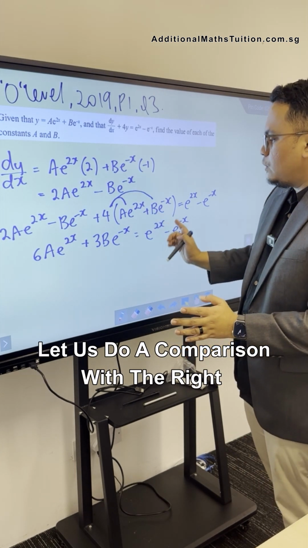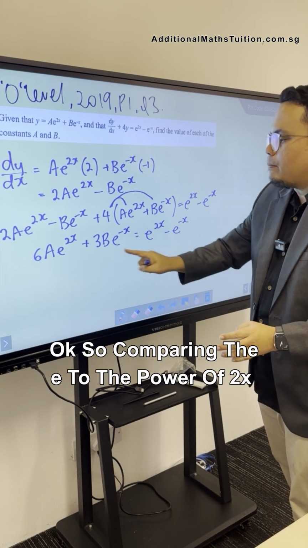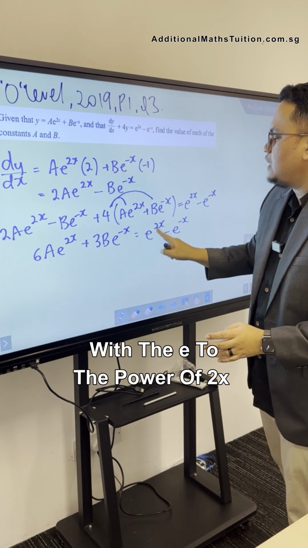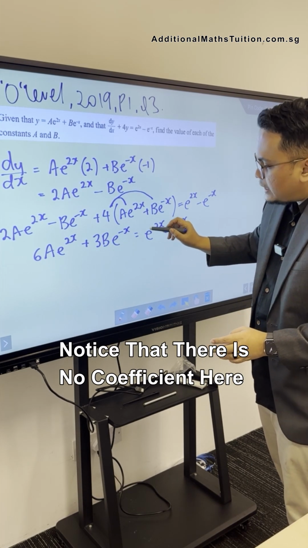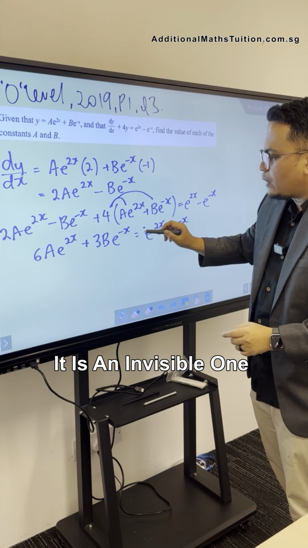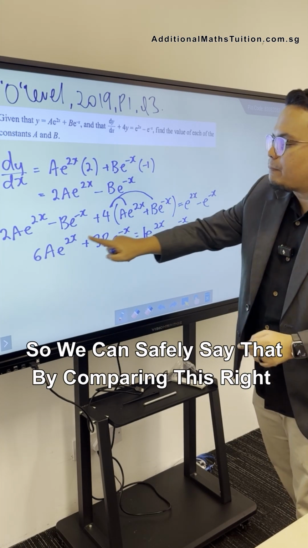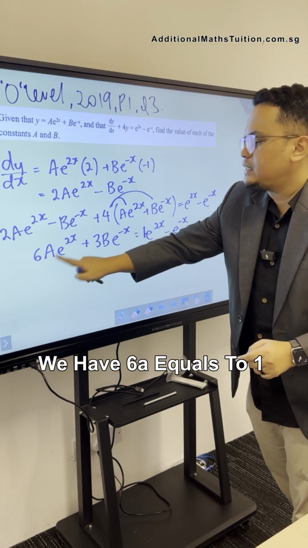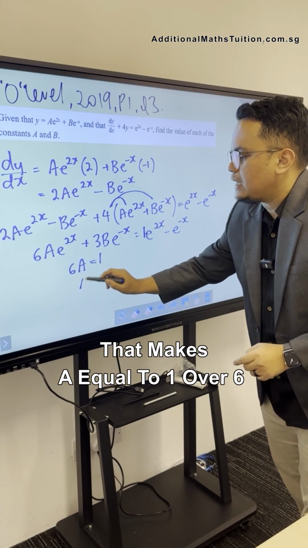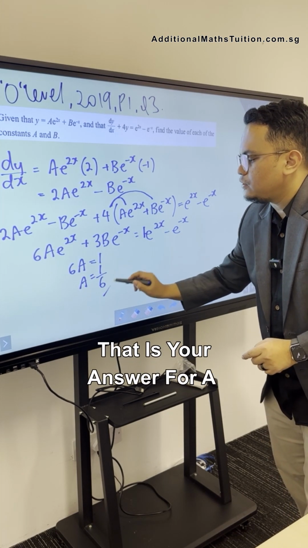Let's do a comparison with the right. Okay, so comparing the e to the power of 2x with the e to the power of 2x, notice that, okay, there's no coefficient here. It's an invisible one. So we can safely say that by comparing this, right, we have 6a equals to 1. That makes a equals to 1 over 6. That's your answer for a.